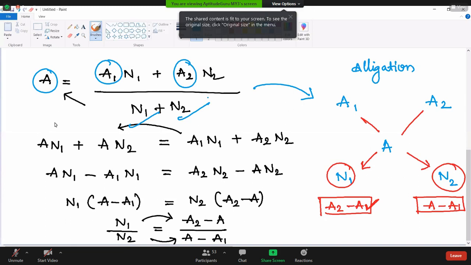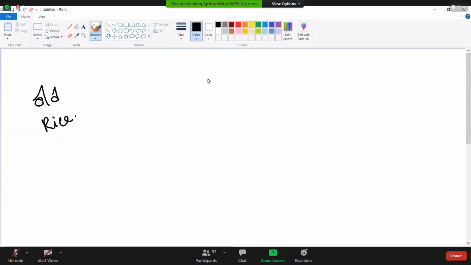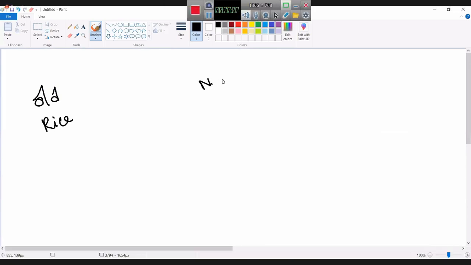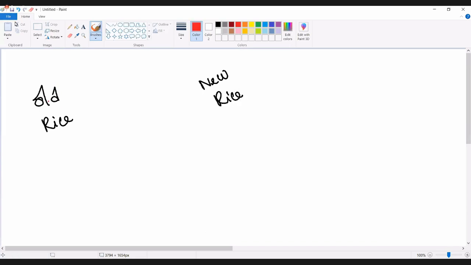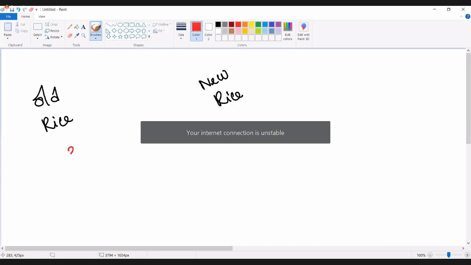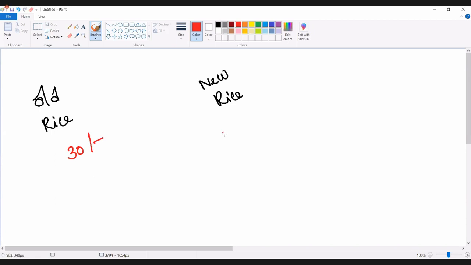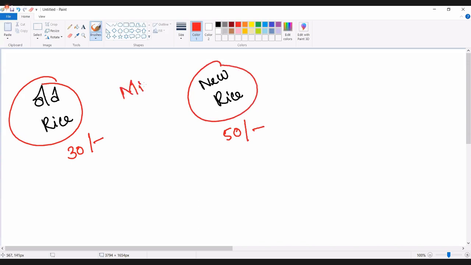Assume that there is an old rice and a new rice. Two types of rice are available. The cost of old rice is 30 rupees per kg, and the cost of new rice is 50 rupees per kg. These two are mixed in a certain ratio. They have taken some part of old rice and some part of new rice, and mixed these two. So there is a mixture.